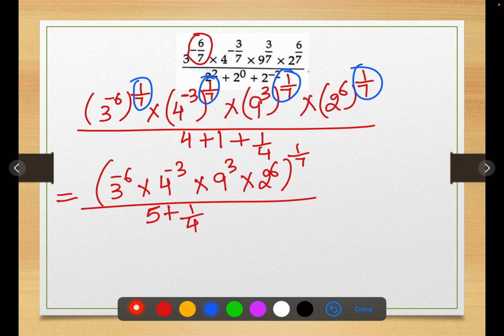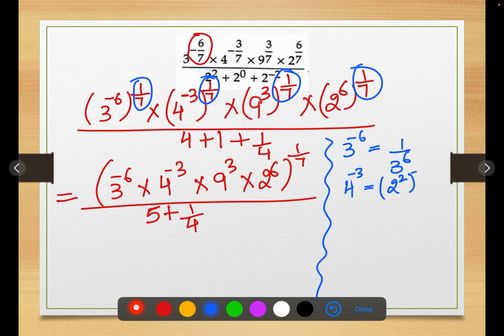Now, you have to understand one thing which I am telling you separately, not in the question. 3 to the power minus 6 is 1 upon 3 to the power 6. 4 to the power minus 3 is 2 to the power 2 to the power minus 3. So this is 2 to the power minus 6, which is 1 upon 2 to the power 6. Next term, 9 to the power 3. 9 to the power 3 is 3 to the power 2 to the power 3. So, 3 to the power 6. And this stands the same.